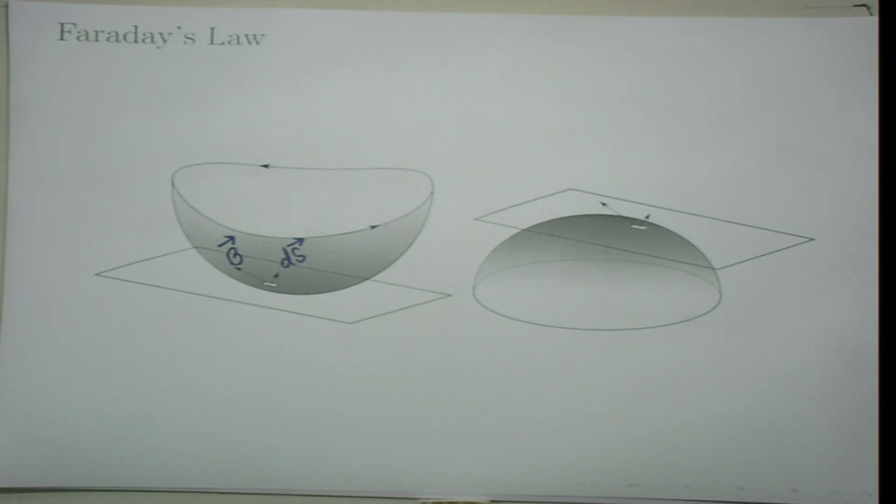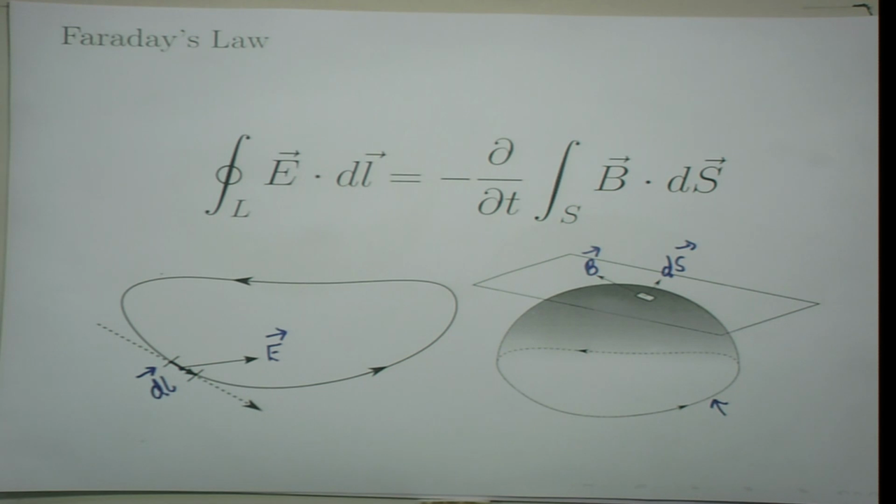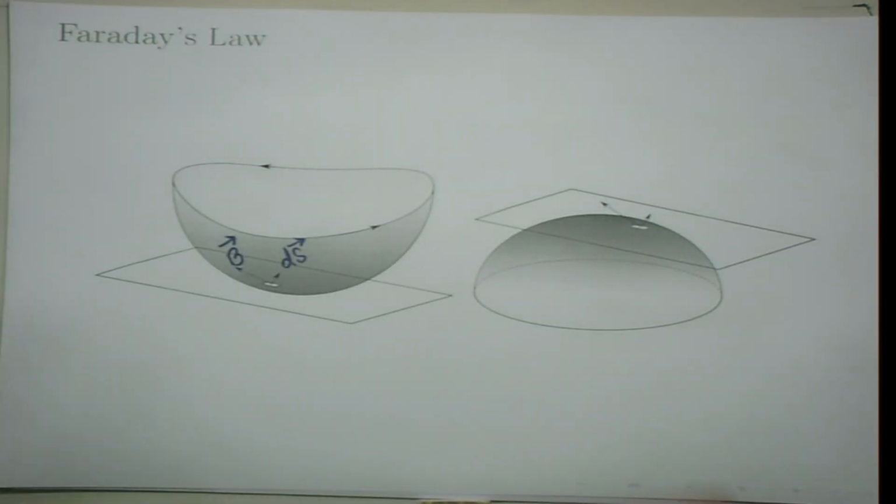So, there is no unique way to define which surface, as long as it is a surface which is bounded by the curve. The important point is, irrespective of which surface you choose, as long as it is bounded by this curve, if you evaluate B dot ds in the way I told you, this law of Faraday holds.